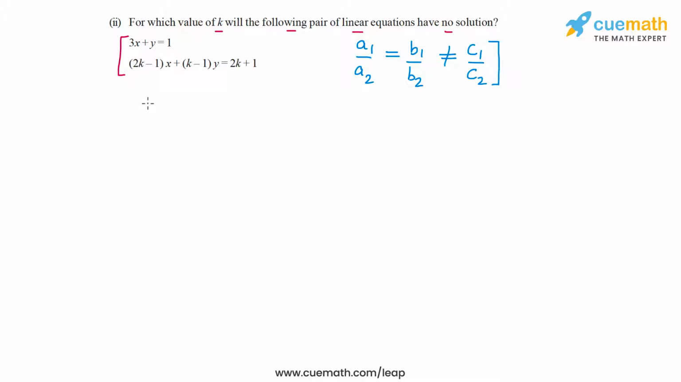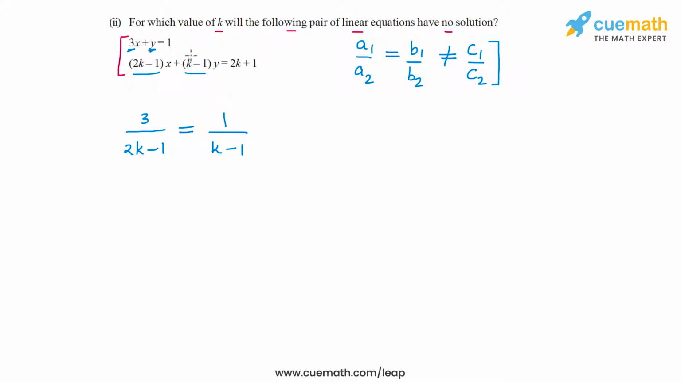So what we need is a1 by a2. So a1 is 3 and a2 is 2k minus 1. So a1 by a2 is 3 by 2k minus 1. And then we have b1 by b2. So the coefficient of y in the first equation is 1, in the second equation is k minus 1. So b1 by b2 is 1 by k minus 1. So these two ratios should be equal.